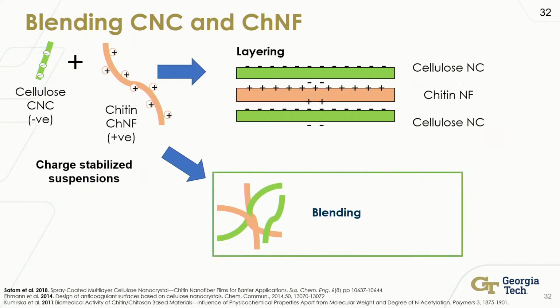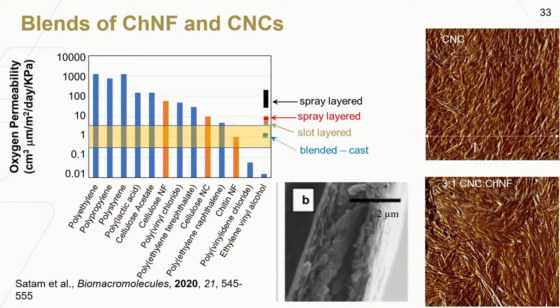So one last thing I will say is we also looked at the direct blending approach. So if layering them individually works well, why not blend them, where you take both components, put them into a single suspension, and then coat those as a film. So here you expect immediate aggregation of the two. These are oppositely charged, so they do immediately aggregate. But it turns out they form really nice, dense films, and they have really attractive barrier properties when you do that.